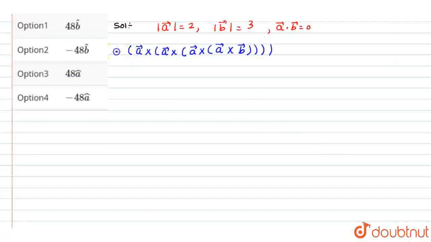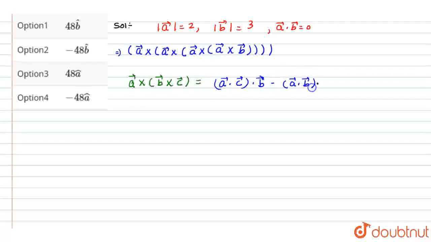Now for solving this equation we have to know the vector triple product formula. If we have A vector cross B vector cross C vector, then the formula is A vector dot C vector, dot B vector, minus A vector dot B vector, dot C vector.